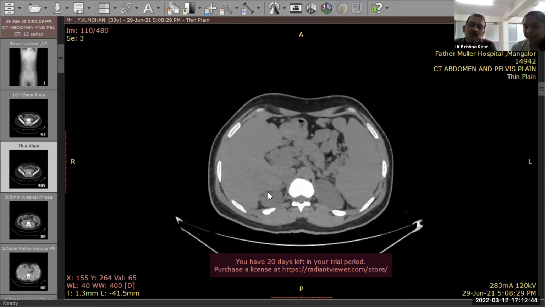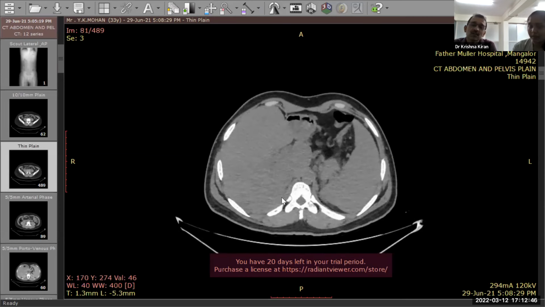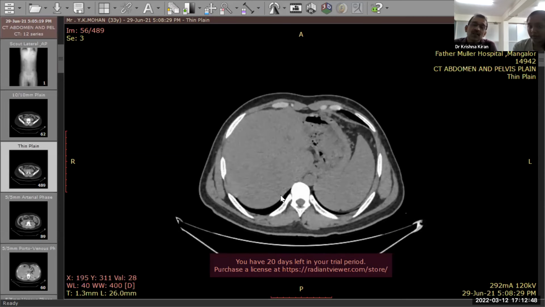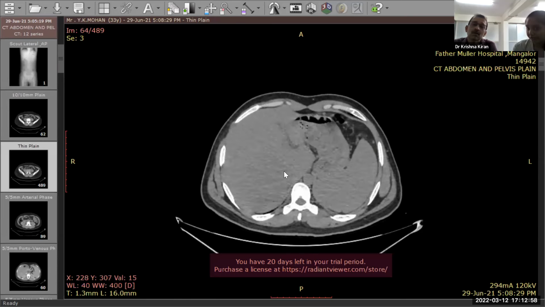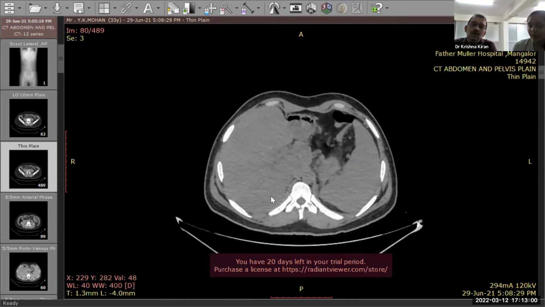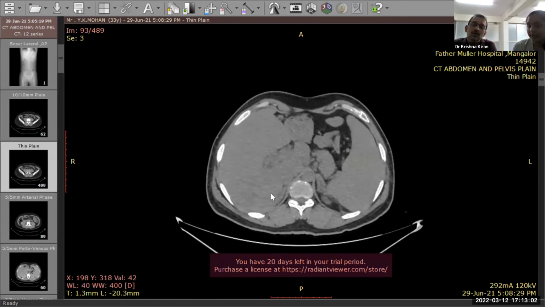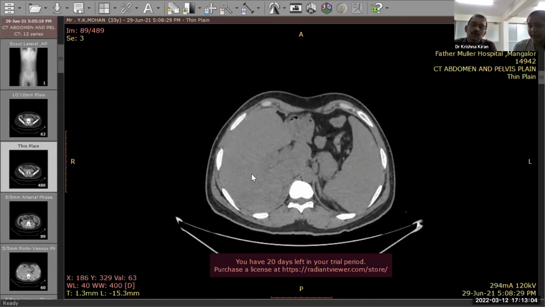So why actually do we do plain CT? What is the point in doing plain CT? A plain CT can detect any calcification, fat, hyperdensity as in hemorrhage, and even foci of air. Also, when we are evaluating liver lesions, before we give contrast, to know the baseline characteristic of the lesion, we can see it on plain.